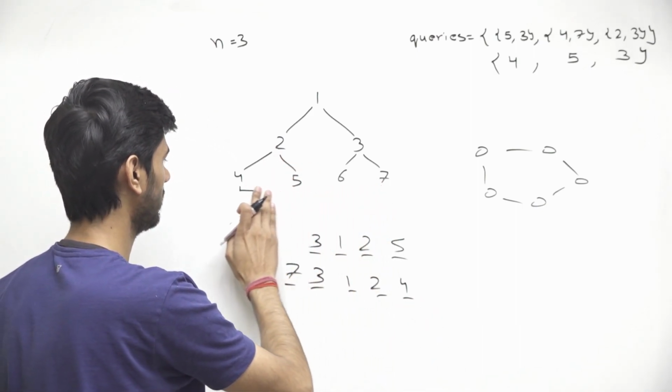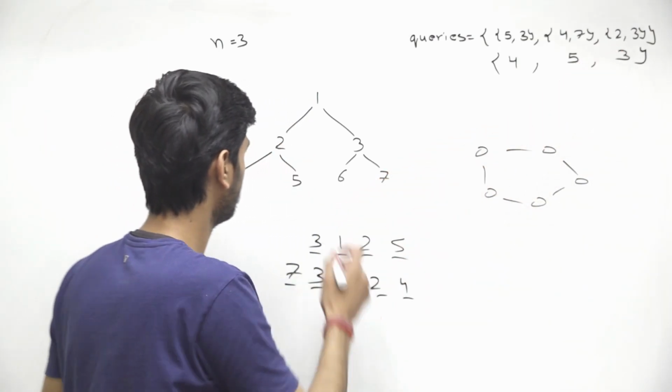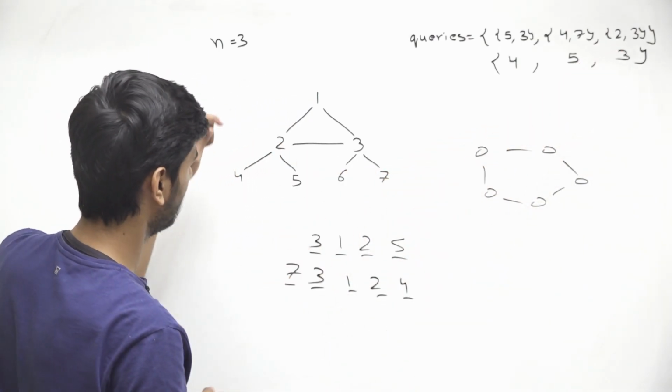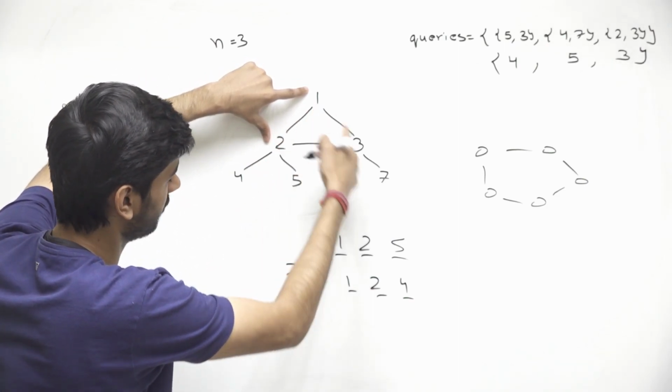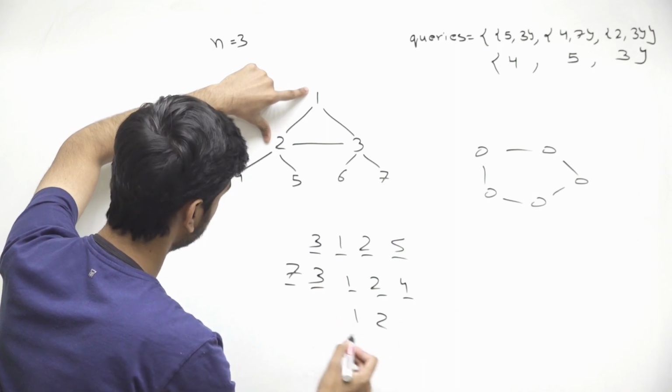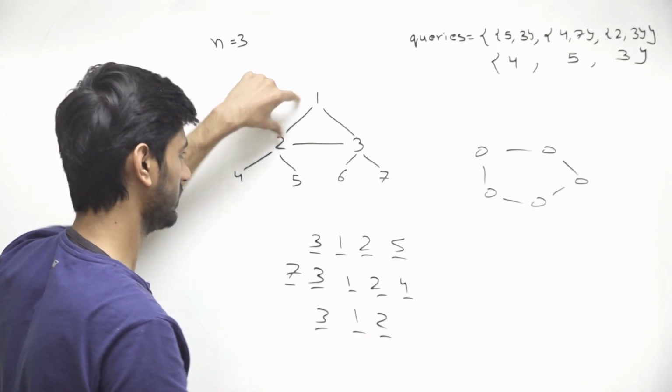Similarly, if we talk about the third query, which is 2 and 3, if we just connect these two, we can say that the number of nodes in this cycle will be equal to the number of nodes that we have from 1 to 2 and 1 to 3. So we have 3 nodes, right?